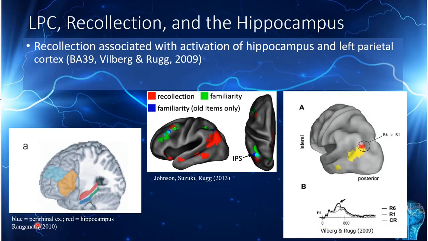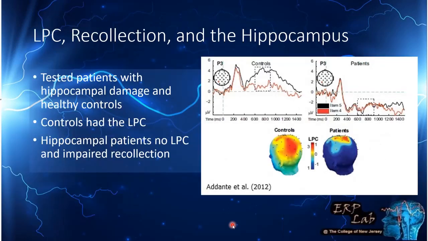So one related issue, I want to talk about the LPC, recollection, and the hippocampus. Recollection has been strongly associated with the activation of the hippocampus and left parietal cortex in particular. So here you see the hippocampus across many studies, and the left parietal cortex in this Vilberg and Rugg paper. Now, one study, Rick Adante and colleagues, tested patients that had hippocampal damage and healthy controls. And you can see that the controls have the LPC, but the hippocampal patients had no LPC, and of course they had impaired recollection because, as we know, hippocampal damage makes it difficult to perform episodic memory tests.